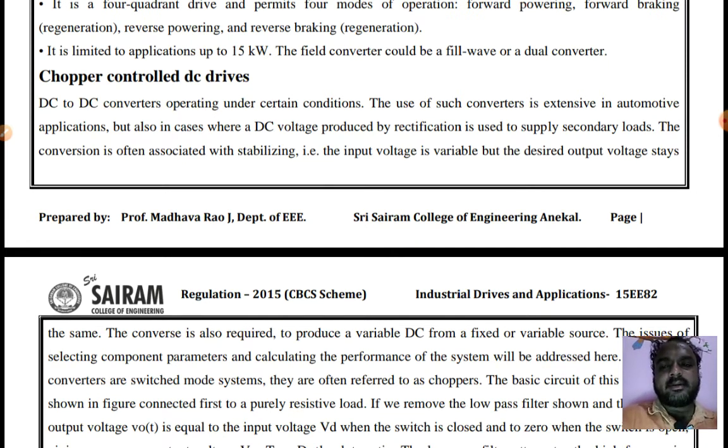The conversion is often associated with stabilizing, that is, the input voltage is variable but the desired output always stays the same. So when the input voltage is variable, the output will be constant. So DC to DC, that is chopper, converts a variable voltage into a fixed voltage. So the input is variable DC and the output will be a fixed DC supply.